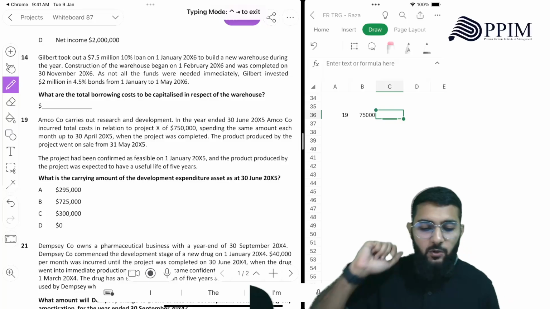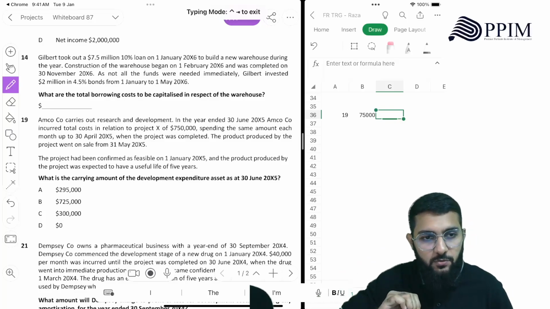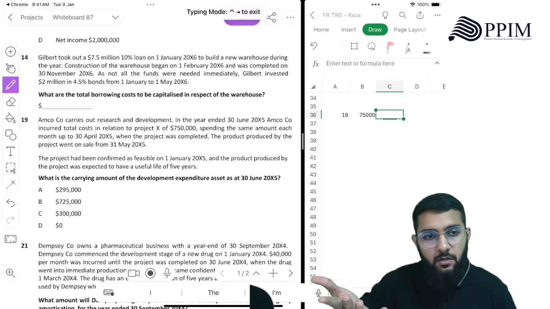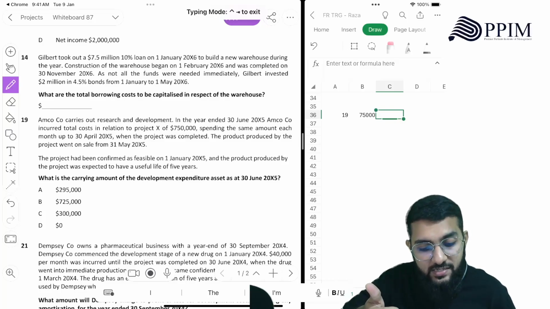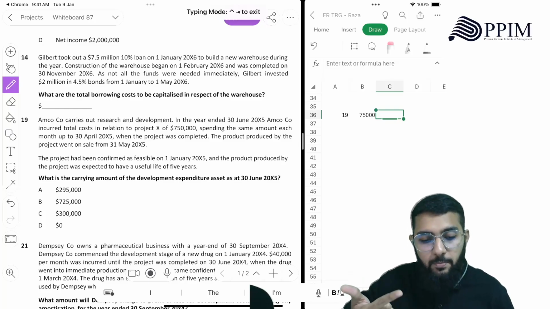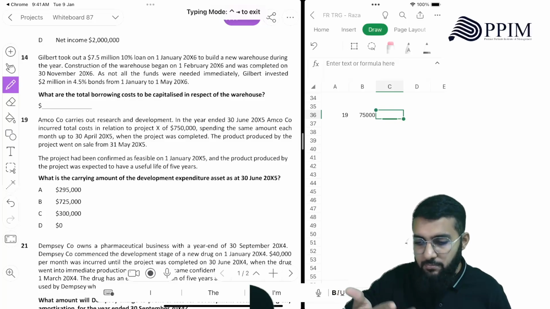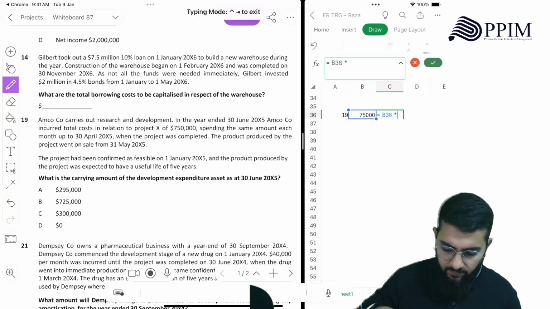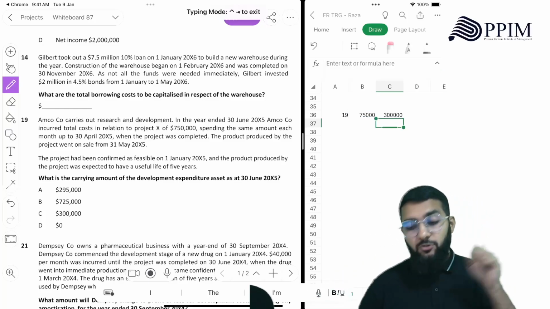Now tell me, when did they decide the project was feasible? 1st of January, right? When did the project start? July, August, September, October, November, December. 6 months, that's expense. Jan is when it was decided. So Jan, Feb, March, April. That's 4 months. So how much? 300,000, right? And this is the value that you're going to capitalize.